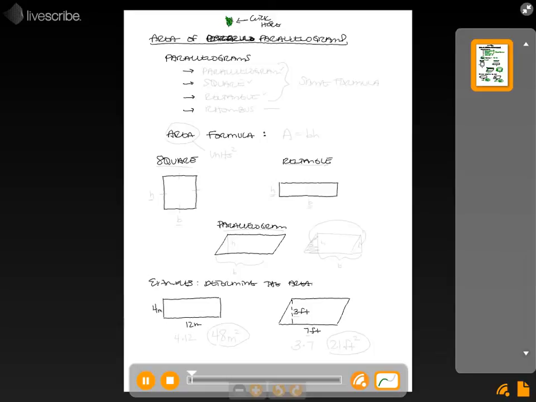Alright, this is a quick video on the area of parallelograms. Now we're going to refresh real quick and go back and review a little bit the different types of parallelograms we could have. And there are four special types of parallelograms. First one is the actual parallelogram.